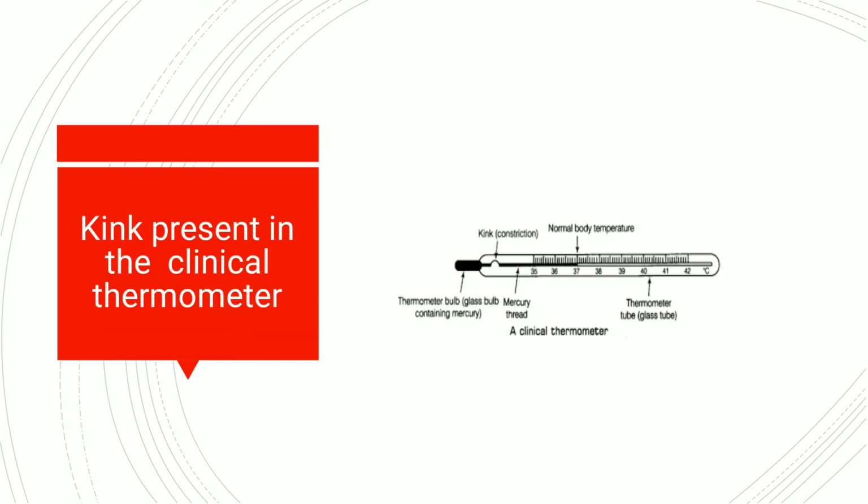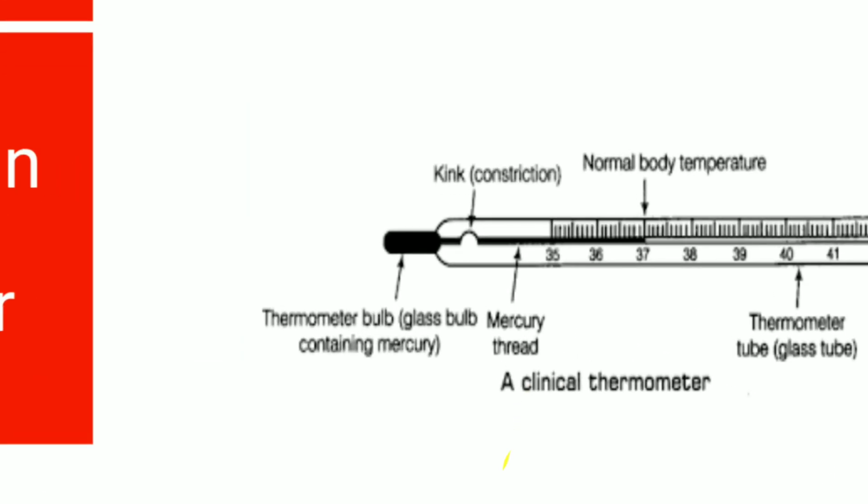Now you can see over here, you will find that there is a kink present just next to the bulb. And we can see that the normal body temperature is around 37 degrees Celsius. The mercury thread you can see over here. There is the bulb and the thermometer tube. This is the glass tube. You should practice the well labelled diagram of the thermometer.